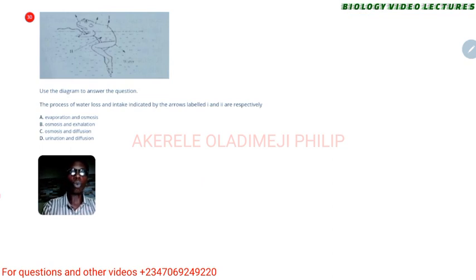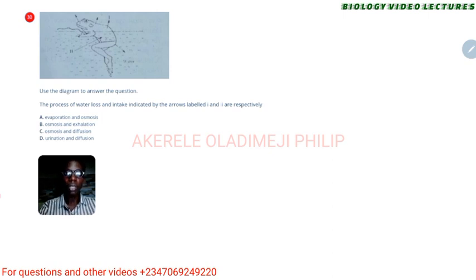Now, the process of water loss and intake indicated by the arrows labelled 1 and 2 respectively is what? Okay, that's happening in the body of this plant, of this animal. So 1 should be evaporation and 2 should be osmosis.